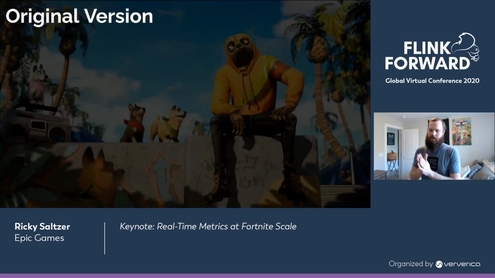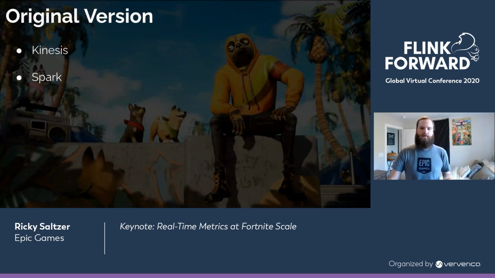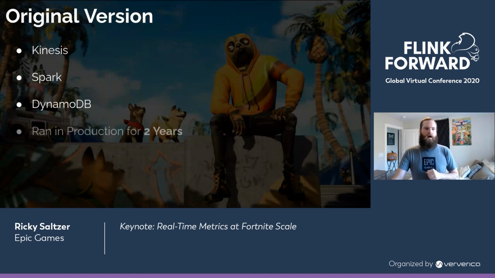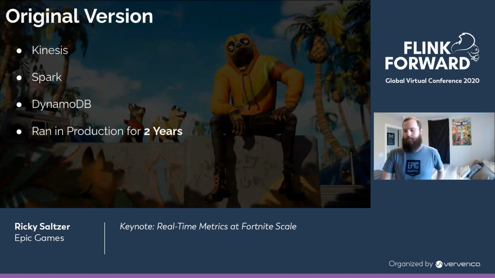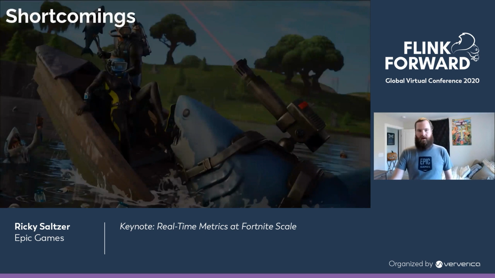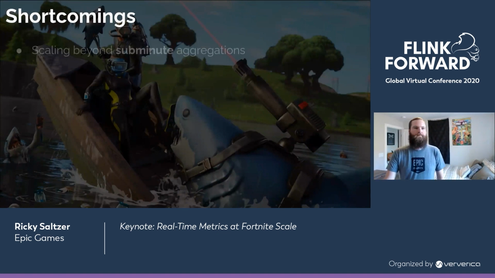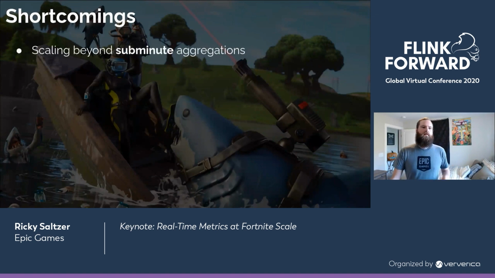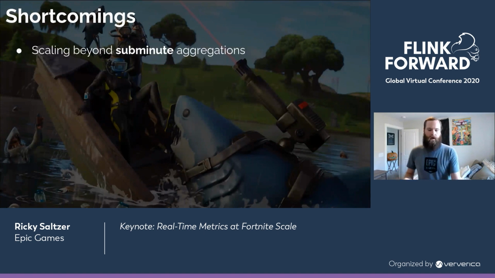So let's talk about the original version that we had running. It was built on Kinesis, Apache Spark, and DynamoDB, and we actually ran it in production for 2 years. But we had a lot of shortcomings that we ended up figuring out along the way, and that kind of led us on our journey over to Apache Flink. Scaling beyond sub-minute aggregations was virtually impossible. And that was probably the hardest thing to solve, especially with Spark. There's a lot of overhead with the RDDs and such.